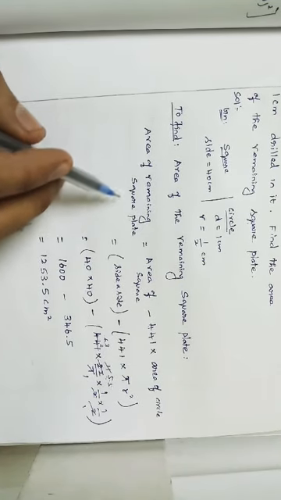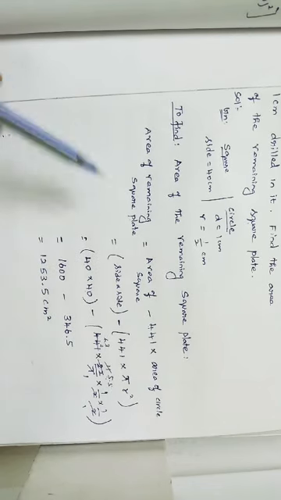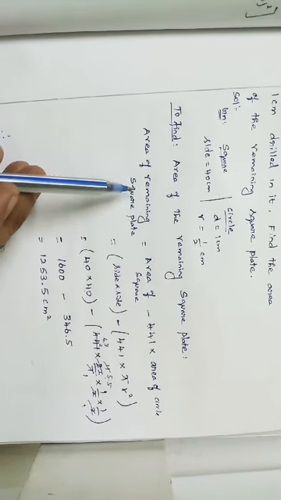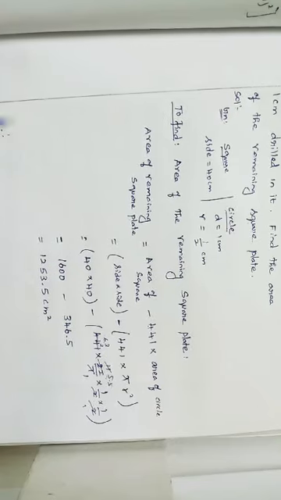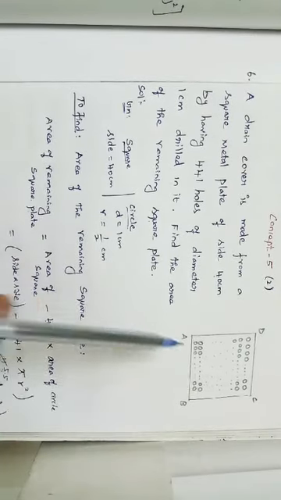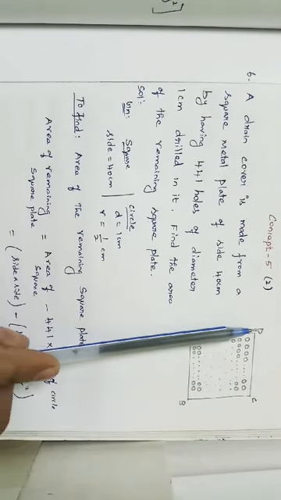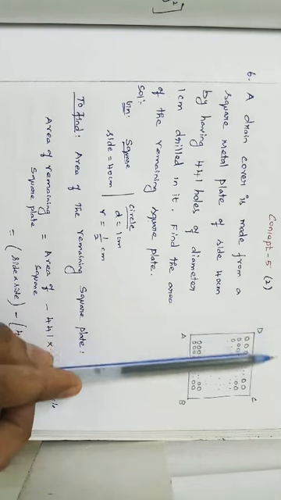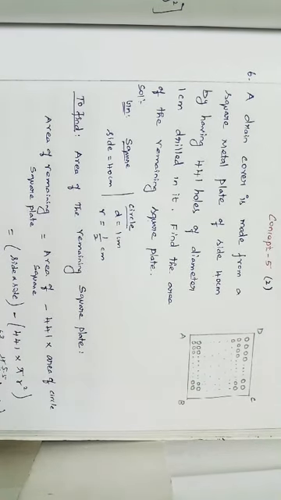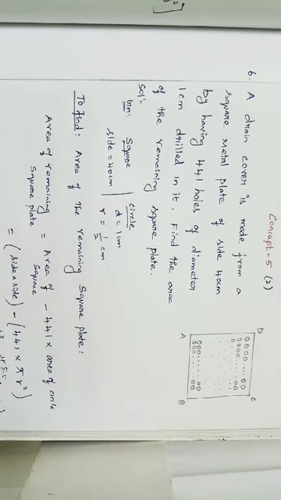Therefore, area of remaining square plate is 1253.5 centimeter square. See, whenever they are asking area of a remaining region or the area of the shaded region, usually how we want to find it, it's very important. First we want to find the total area. After that, the unshaded region or removed part.